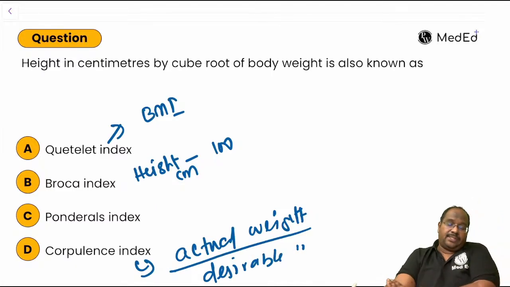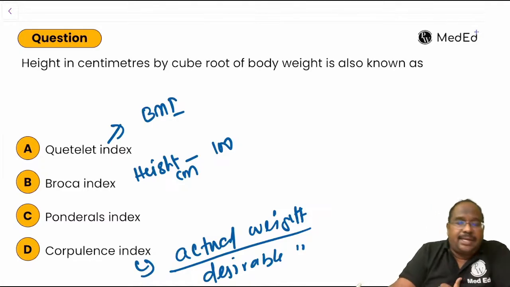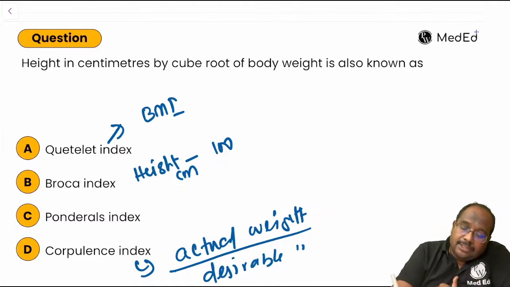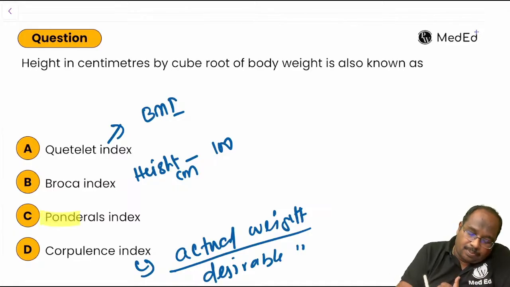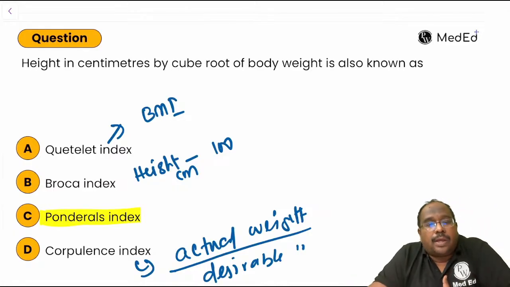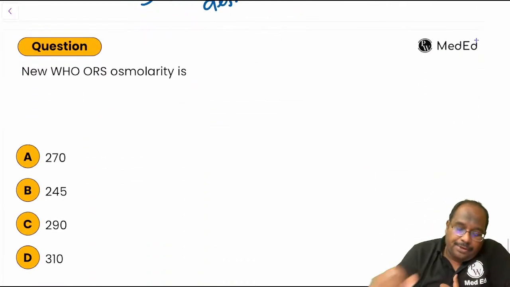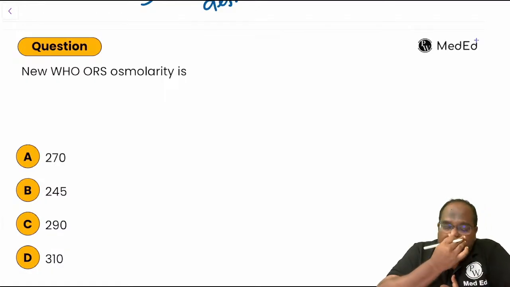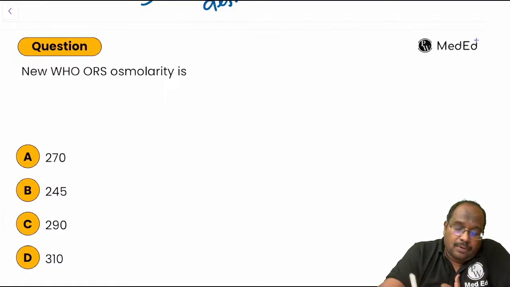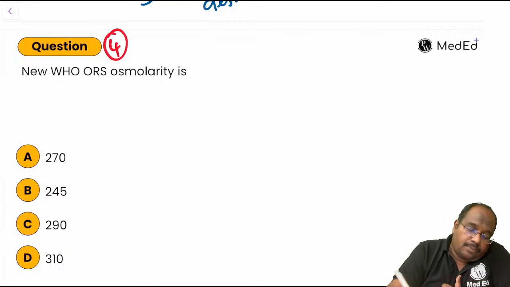The first is Quetelet index, BMI. Broca's index is height in centimeter minus 100. Corpulence index is actual weight by desirable weight. This is Ponderal index. The new WHO ORS osmolarity is the fourth one, question number 4.